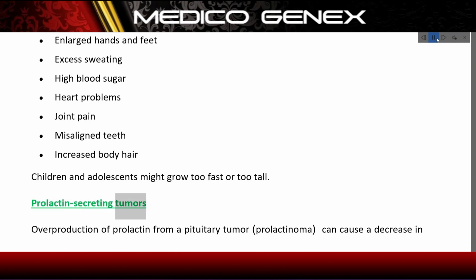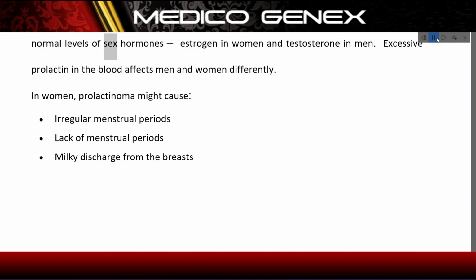Prolactin secreting tumors. Overproduction of prolactin from a pituitary tumor, prolactinoma, can cause a decrease in normal levels of sex hormones, estrogen in women and testosterone in men. Excessive prolactin in the blood affects men and women differently.